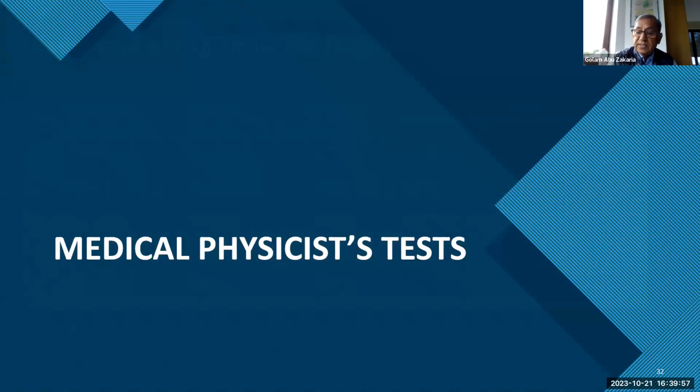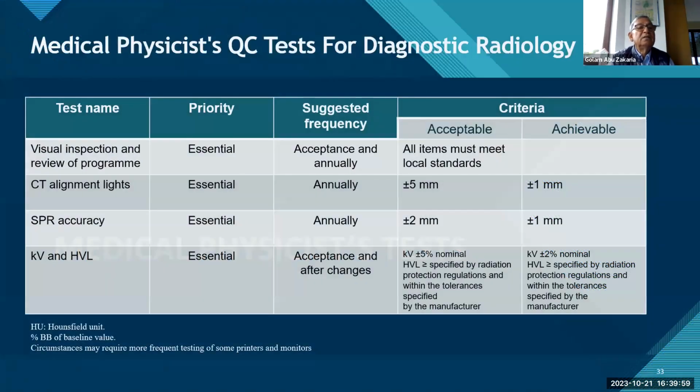A medical physics test. Here once again, visual inspection and review of program is essential. You see all are essential, these 4 or 5 tests. And for suggested frequency, visual inspection and review of the program is at acceptance and annually. After acceptance testing or some big repair, you should do such types of tests. If there is some change of maybe the tube, you should do such types of tests.